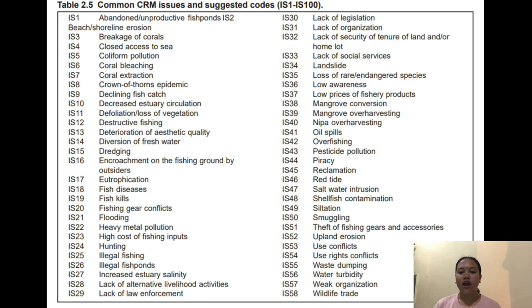Also, there are common issues that need attention, issues like abandoned and unproductive fish ponds, breakage of corals, and loss of endangered species. Sadly, if this continues, we may lose our precious resources and live with nothing.